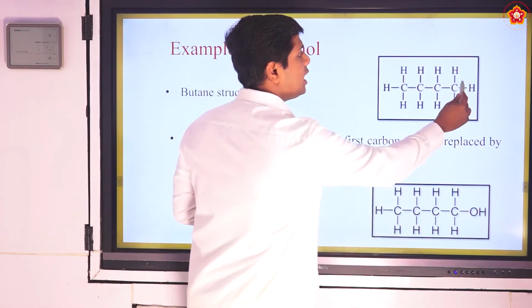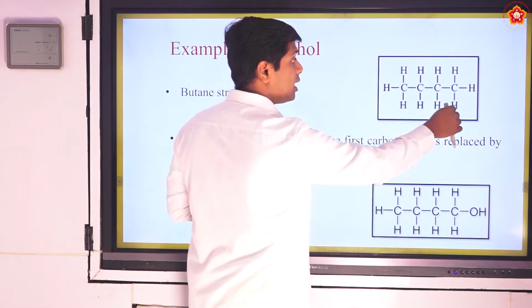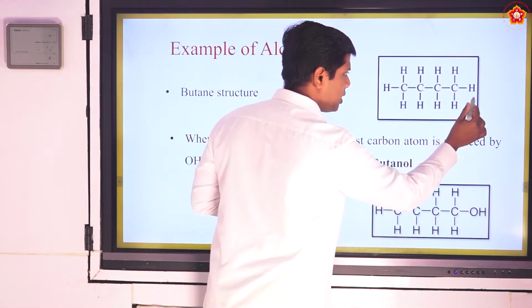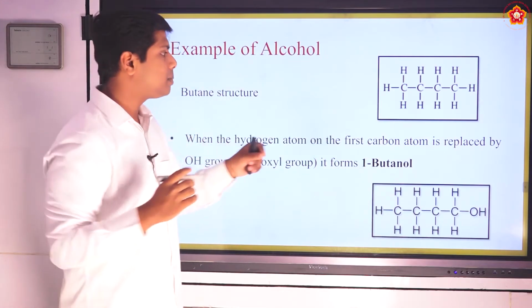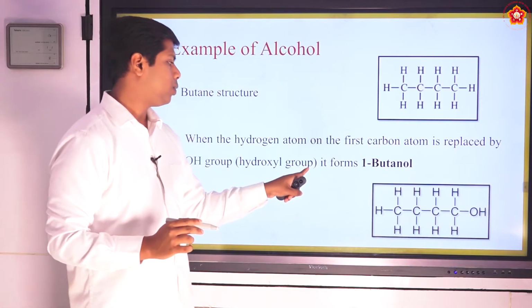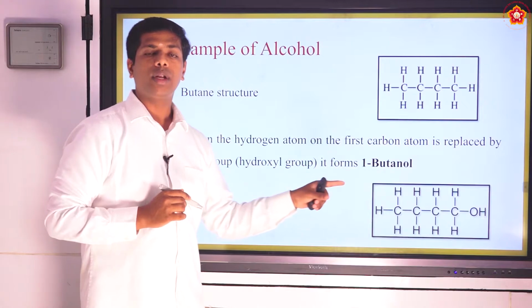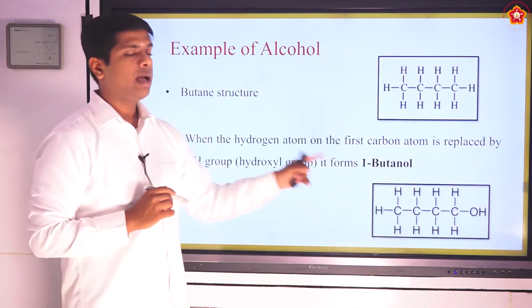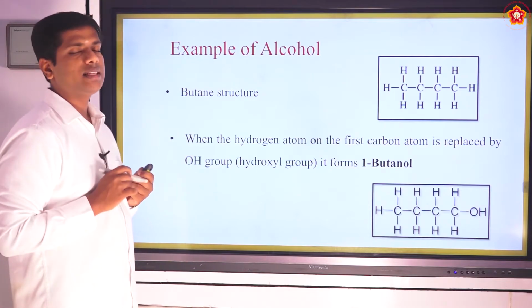See here. In the first carbon, any one of the hydrogens, maybe this one or this one, is replaced by what? The OH group. This OH group, the hydroxyl group, makes it 1-butanol. This is the structure. Please note it down.